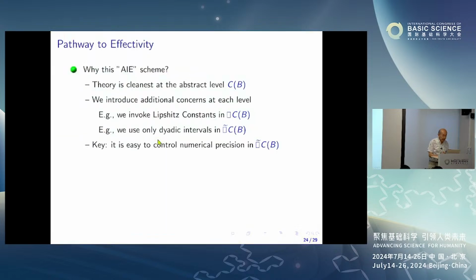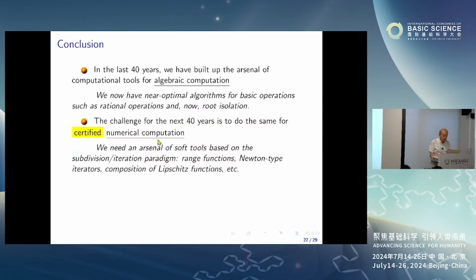I call this the AIE scheme, A for abstract, I for interval, E for effective. In conclusion, in the last 40 years, we have built up an arsenal of computational tools for algebraic computation. Basically, we now know near optimal operations for multiplication, division, GCD, now root isolation. And from now on, you can use that to build other algorithms, right? Because they are basically solved. It's library, call from the library. You don't do any research on that anymore.